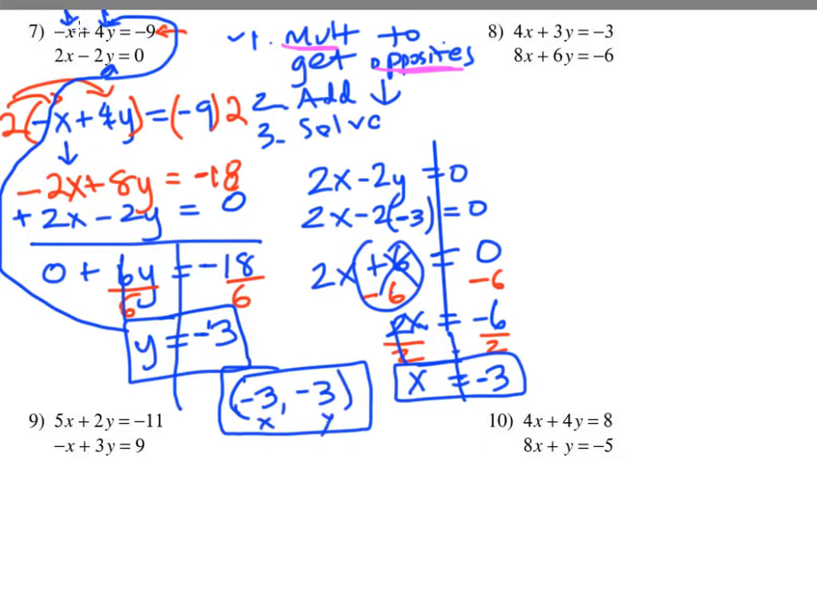If you plug that in, I'll just do that in my head. So here, negative times a negative 3, so that's a 3, and then 4 times negative 3 for y. 4 times negative 3 is negative 12. So 3 minus 12 is negative 9. That works. Let's see, 2 times negative 3, that's a negative 6. Negative 2 times negative 3, negative times a negative is a positive. So negative 6 plus 6 does equal 0. So it does work out for both. So it is the solution.